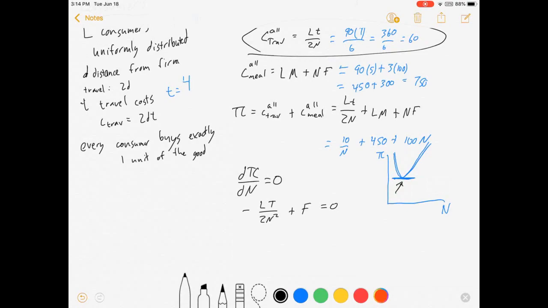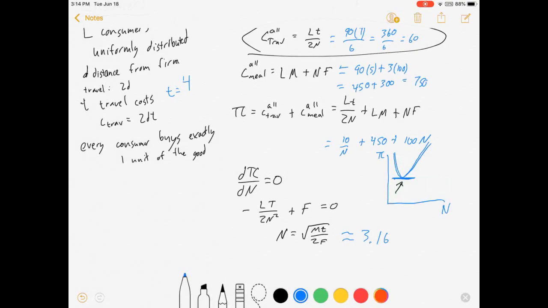So use your power rule. I've got another video on the power rule if you need to see it, but go ahead and check it out if you want to. And when I solve for N, I will get that N is equal to the square root of LT over 2 times F. And with all of these parameters in this case, it comes out to being about 3.16.